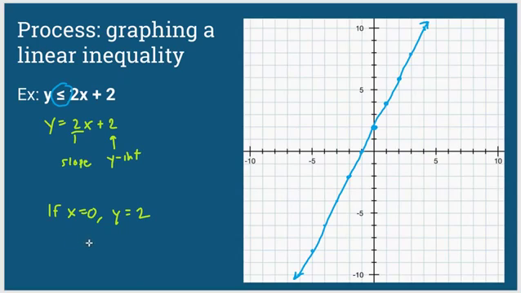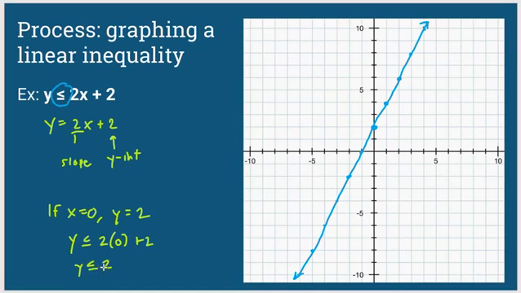Okay, and if we plug back into the equation, well, actually I'm going to leave the symbol out for right now, but if I did 2 times 0 plus 2, 2 times 0 is just 0, and 0 plus 2 is 2. Now, here's where I'm going to go back to this less than or equal to part.